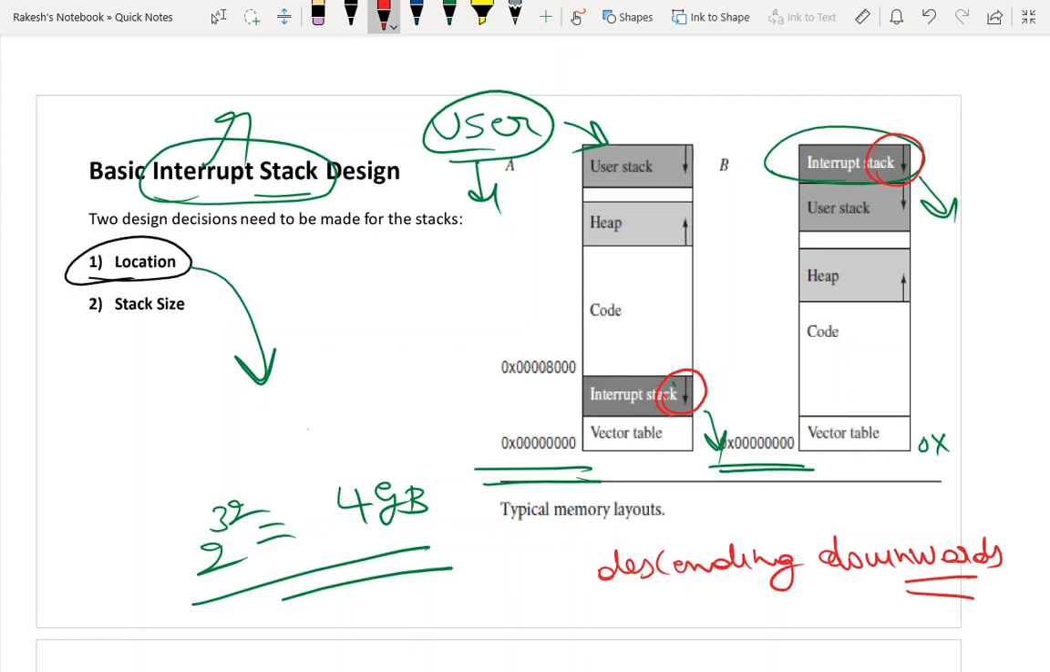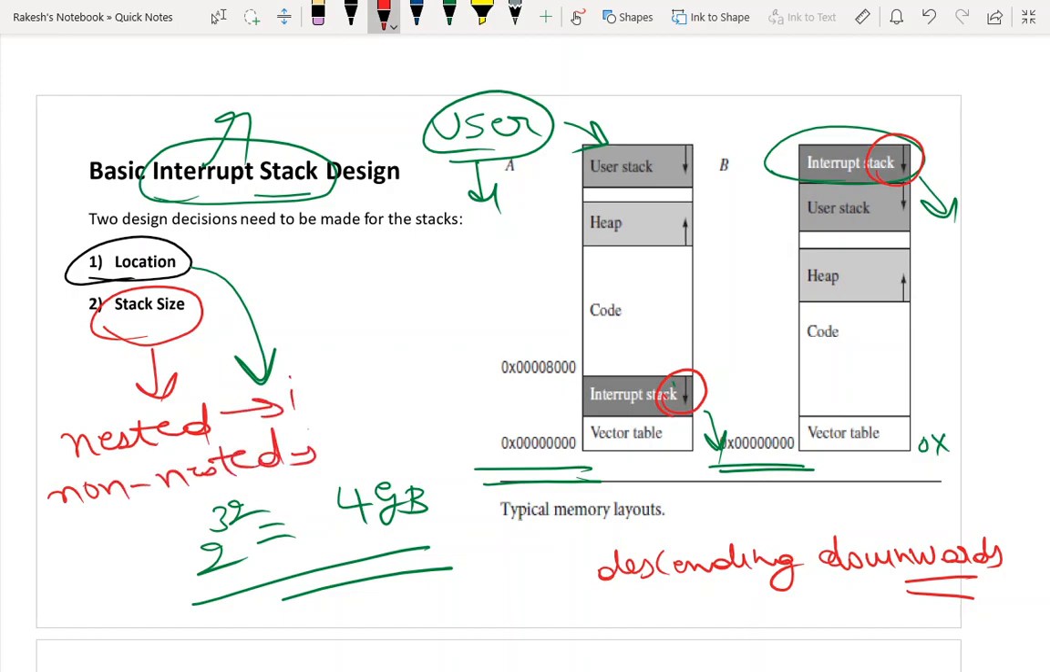The second point that you have is stack size. Stack size depends upon the type of handler. What are the two types of handler that we can have? One is the nested handler, another one is non-nested. Nested is similar to if else. In this if else, again another if, so it goes on that way. I think all of you are aware of nested if from your C programming. It is similar to that one.